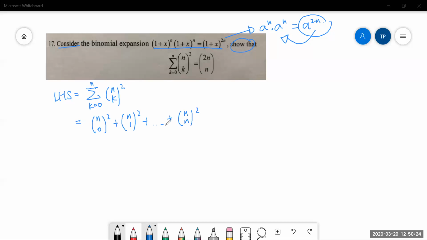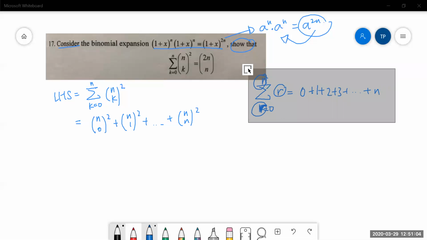Wait, summation means what again? Summation means addition. If I have summation of r from k equals 0 to n, it means I'm summing r, which means 0 plus 1 plus 2 plus 3 all the way to plus n. Oh yeah, okay, I got it. Because this is r and this is r. So the bottom is the starting point, is it? Yes, this is the ending point. Okay.